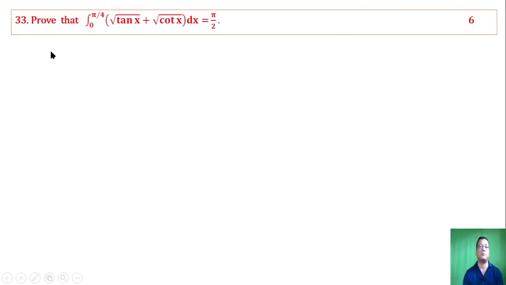Question number 33. Prove that the value of this definite integral is pi by 2. 6 marks.